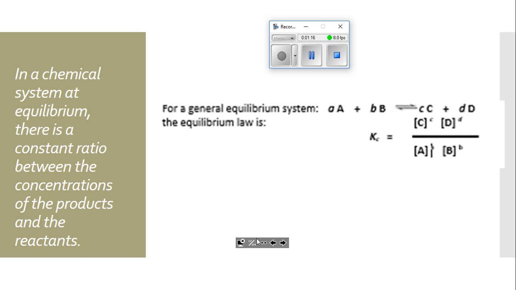Now, does anyone have questions about the general form for an equilibrium law expression? Because then there are a bunch of examples that go with it. Okay.